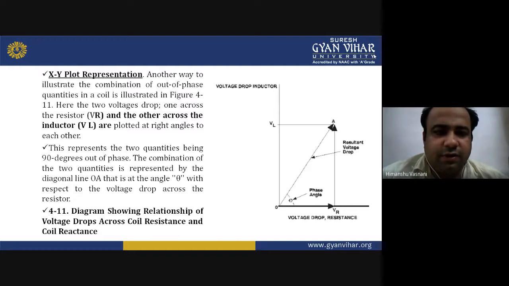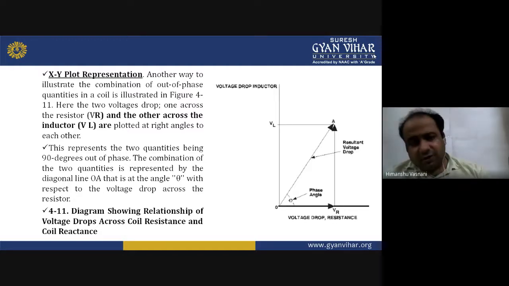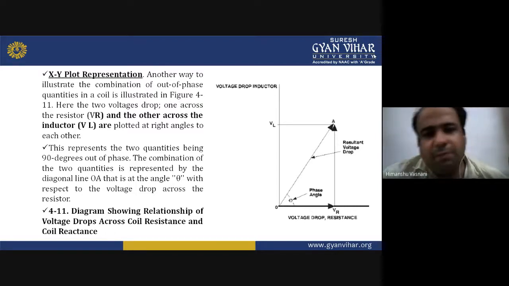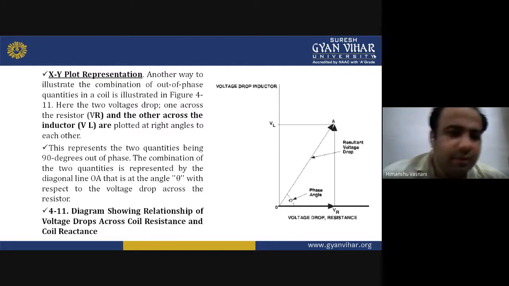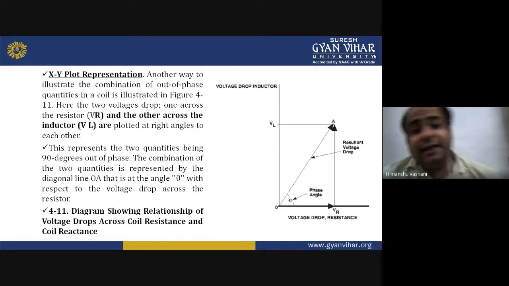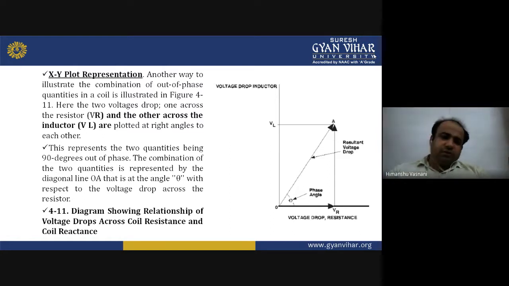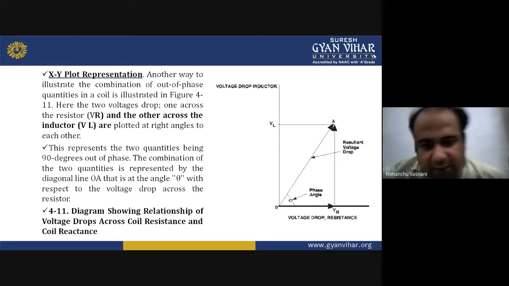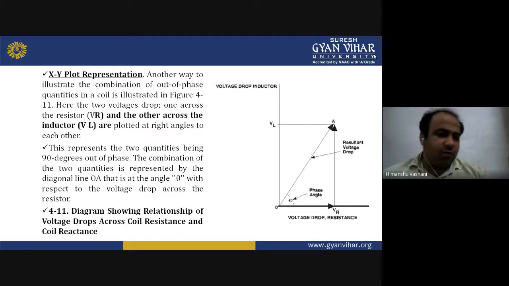Another way of illustrating the combination of out of phase quantities in the coil is shown in this figure. Here the two voltage drops, one across the resistor VR and another across the inductor VL, are plotted at right angles to each other. This represents the two quantities being 90 degrees out of phase. Their combination is represented by the diagonal line OA, which is the resultant voltage drop, at the angle theta with respect to the voltage drop across the resistor. This diagram shows the relationship of voltage drops across the coil resistance and coil reactance.